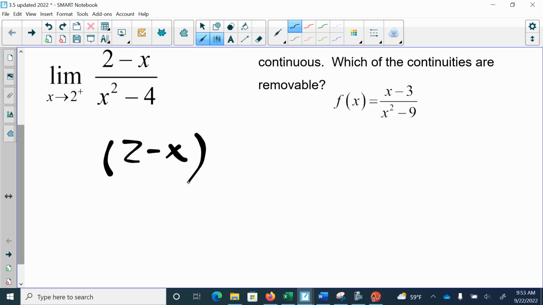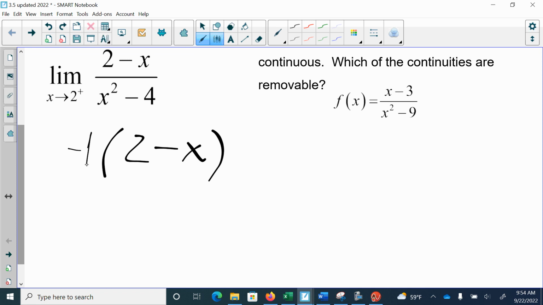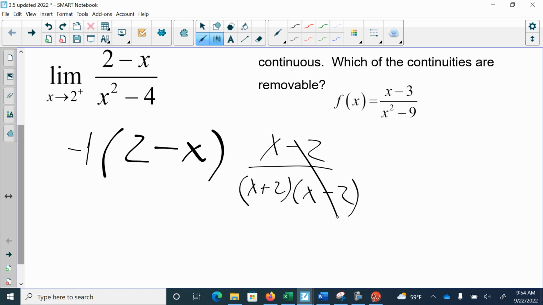How do I get some? Yeah, how do I get some? And then number 2. We factor out -1, and it turns into x minus 2 over x plus 2 times x minus 2. These cancel. Technically, it's not a negative one there. So we have a -1 over x plus 2.